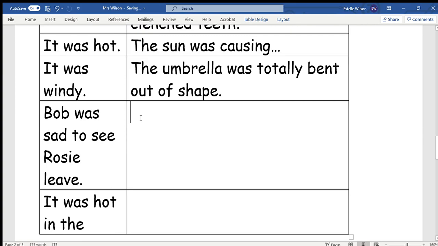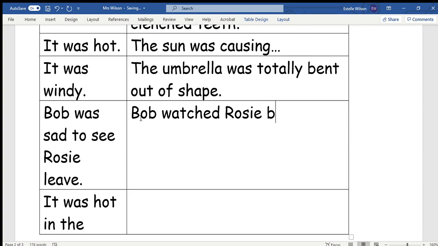Right, next one. Bob was sad to see Rosie leave. Oh, poor Bob. Bob was sad to see Rosie leave. Okay, so how can we show Bob was sad? How can we show Rosie leaving? We don't know how she's leaving at the moment. So let's have a go with that. How about Bob watched Rosie, how's she leaving?